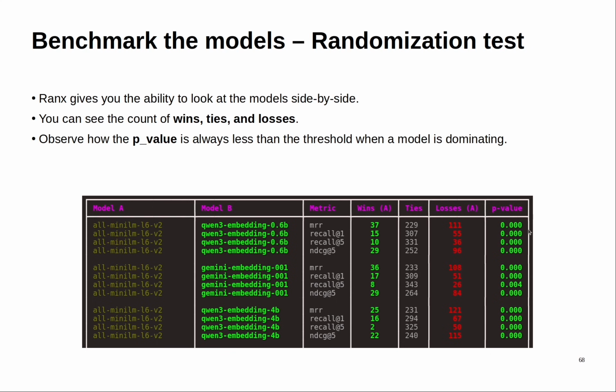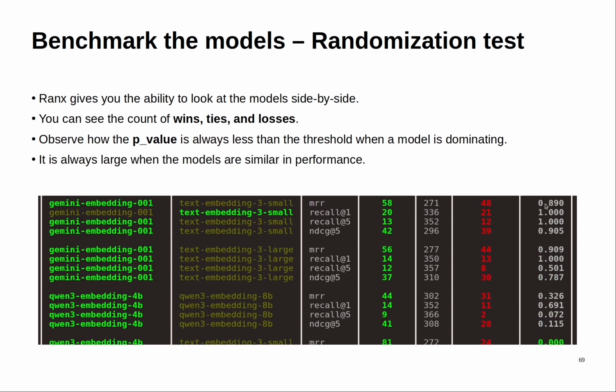So the test confirms that, and it gave us a small p-value. In ranx, you can set the threshold. And if we compare this to 5%, it's low, so we reject the null hypothesis. But in other cases, you can see that here the p-value is very large. When you see this, it means that the models are similar in performance.